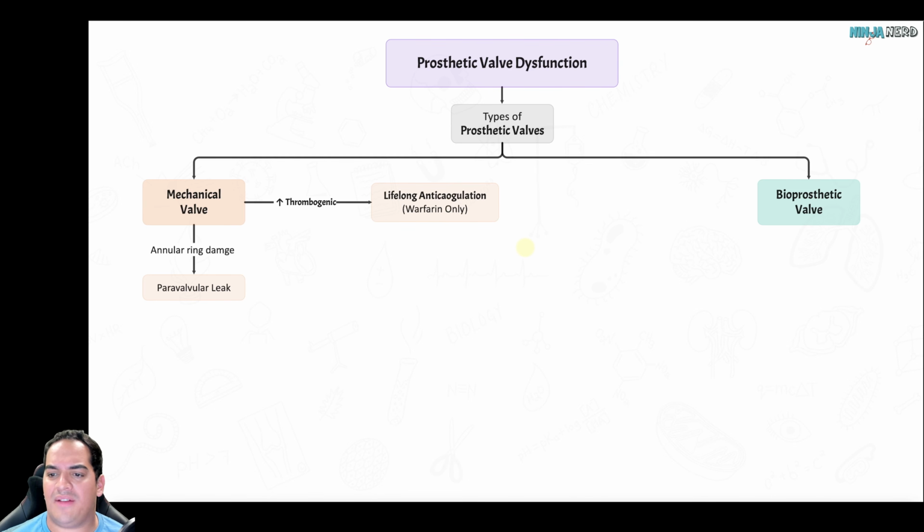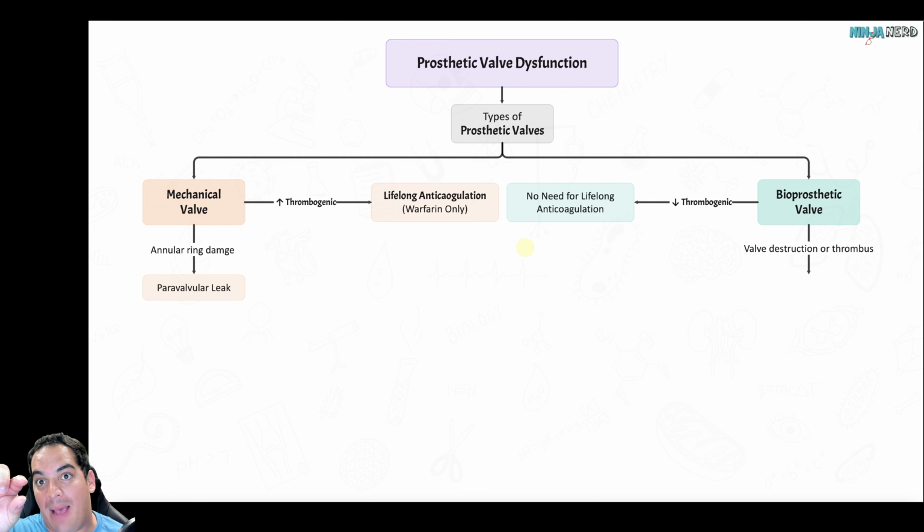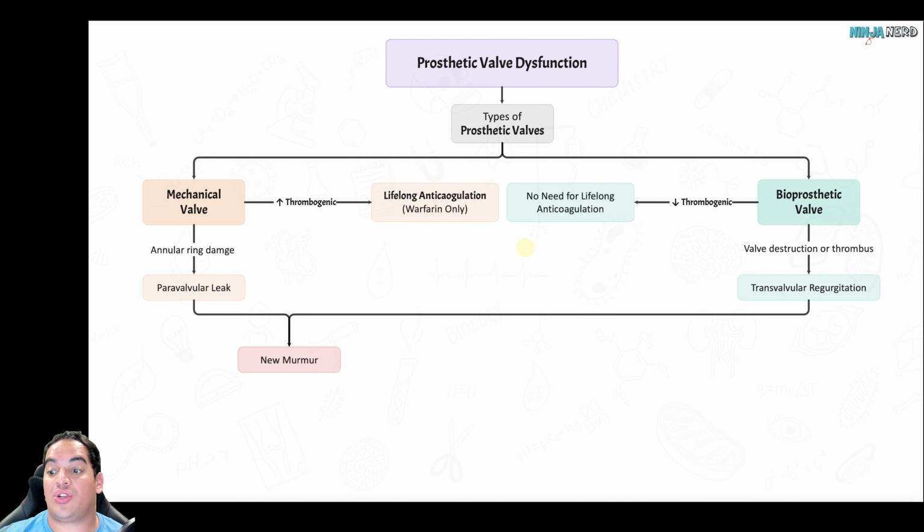With bioprosthetic valves, these are not as highly thrombogenic, so you do not need to be on lifelong anticoagulation. The downside to this one is that the valve can actually get chewed away because it is bioprosthetic, so it can get ripped away and eaten. And so what happens is you can develop a leak right in the middle of the valve. So this is called a transvalvular regurgitation.